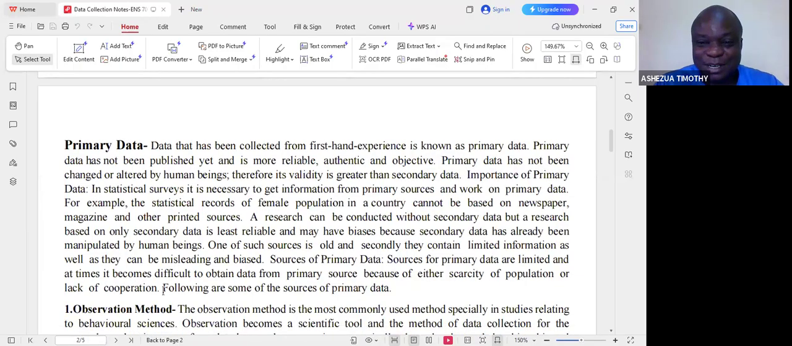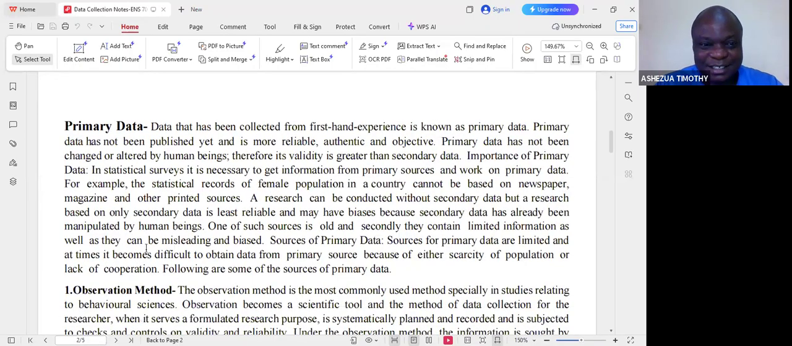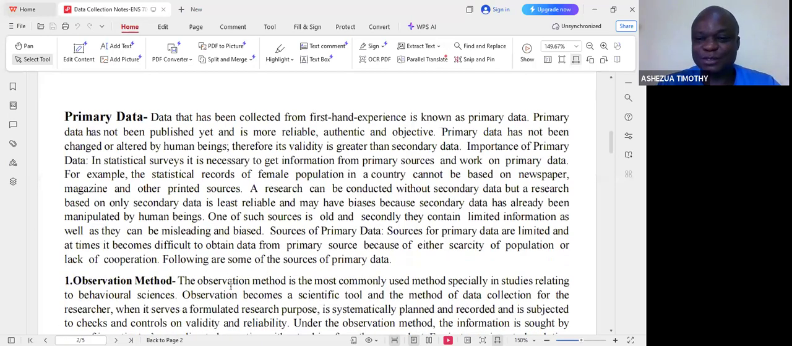So that's why they said here, sources of primary data are limited and at times it becomes difficult to obtain from primary sources because of either scarcity of population or lack of cooperation. So the observational method.